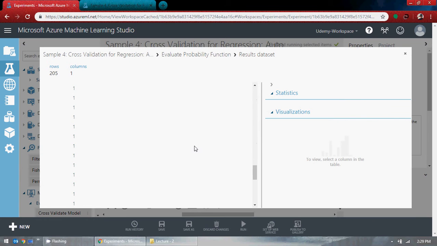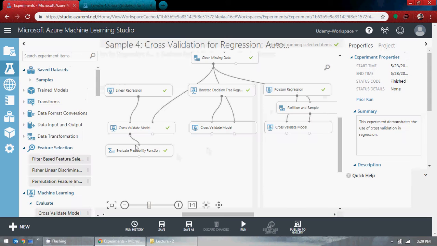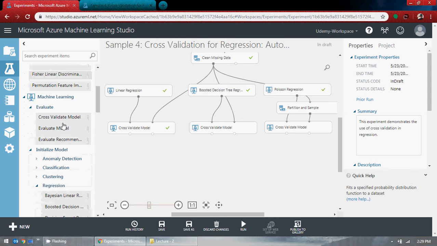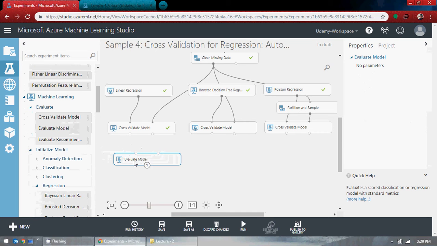So this thing showed up, but I wanted a graph, right? So one column with standard deviation. This thing is not working for me, so what I'll do is go back to evaluate model.